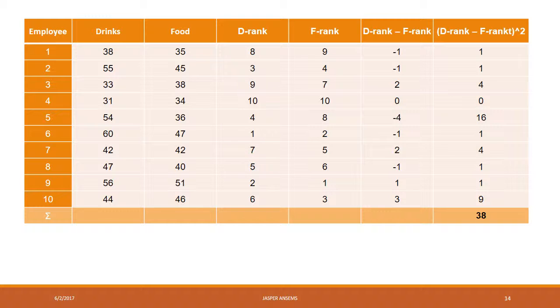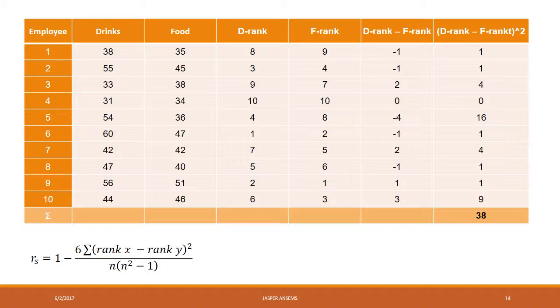Then we calculate D rank minus F rank. So D rank for employee 1 is 8, F rank for employee 1 is 9, so 8 minus 9 is minus 1. We did that for the entire column, and then we put those numbers to the power of 2. So for employee 1, D rank minus F rank is minus 1, to the power of 2 is 1. All those numbers were added up and we came to 38.